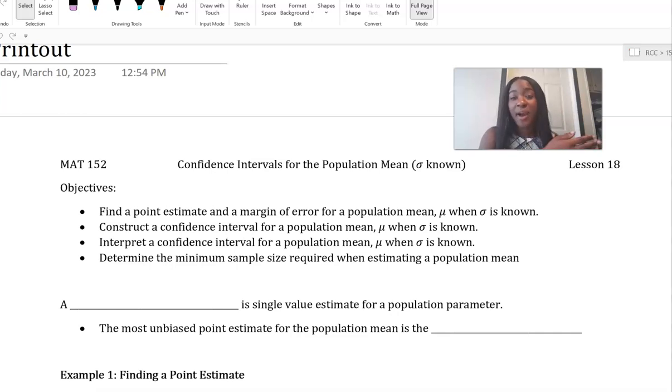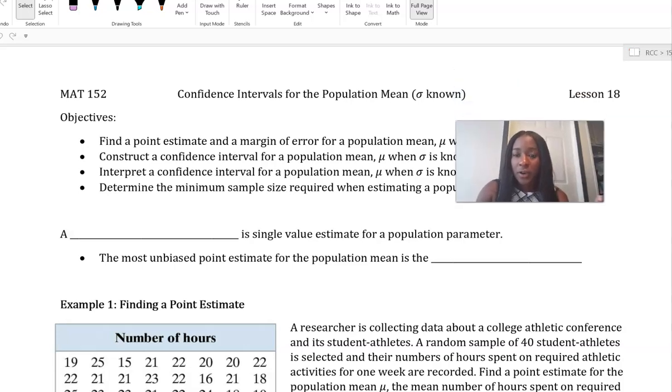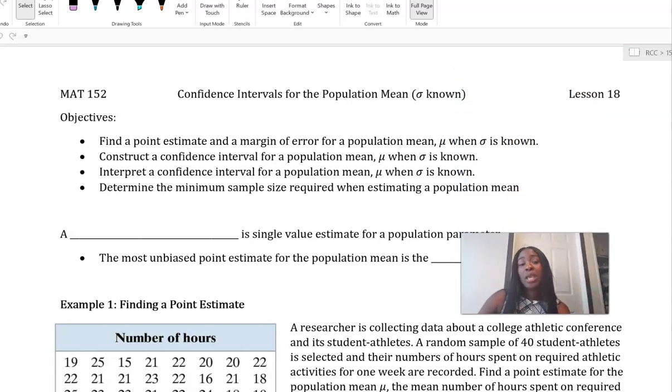So hopefully you have watched the introduction video that I made on confidence intervals because it gives a very good preview of what we will be doing in this lesson. But just a really quick overview of our objectives, what we want to be able to come out of this lesson being able to do.